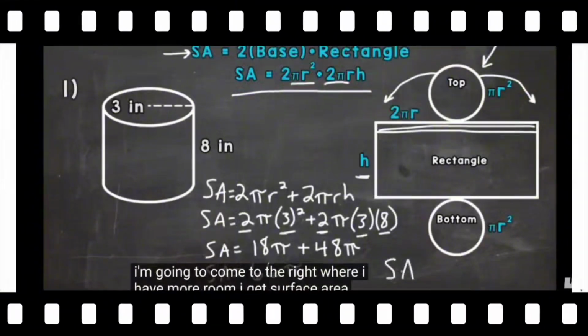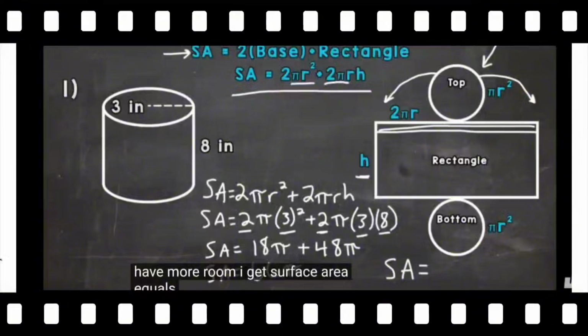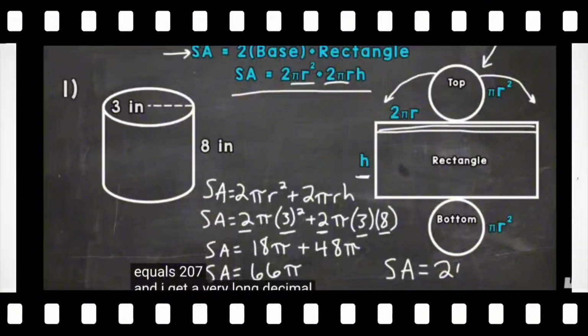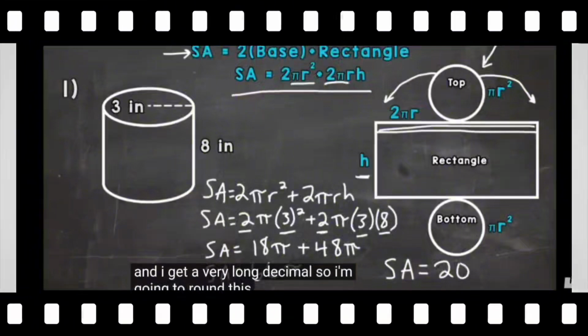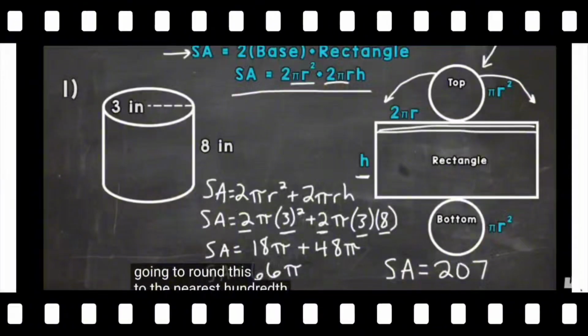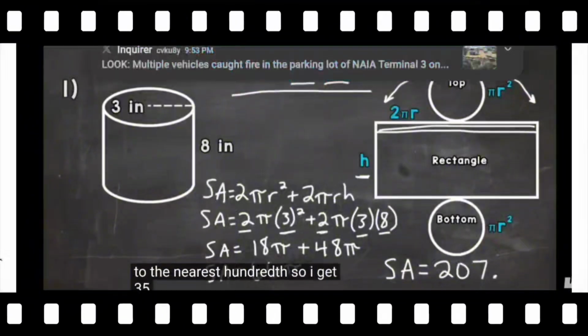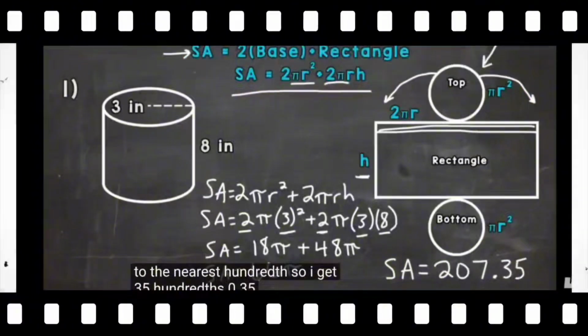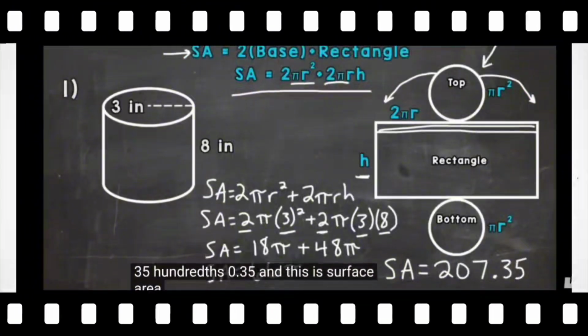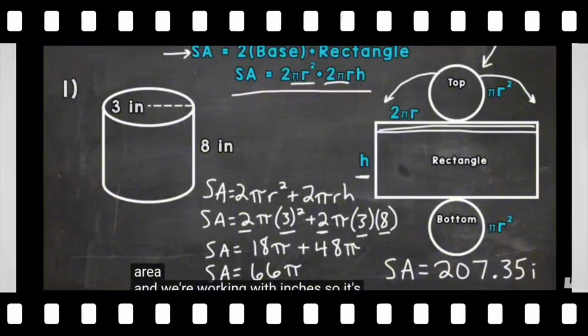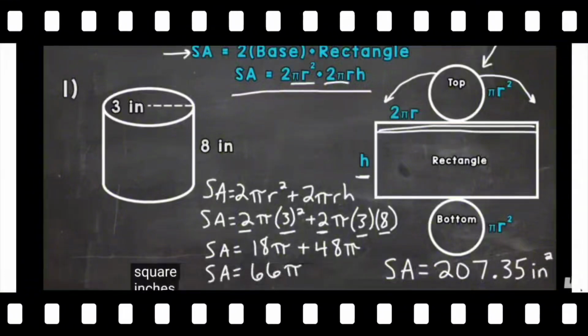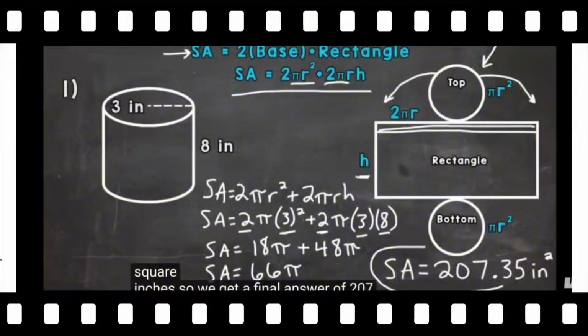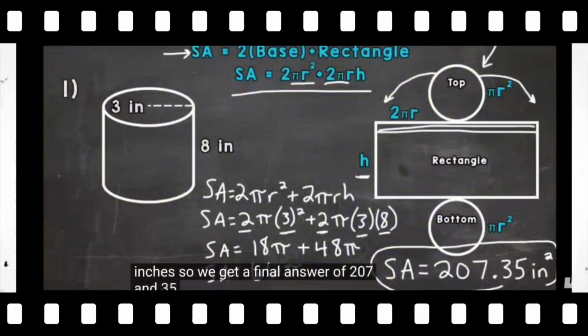I get surface area equals 207, and I get a very long decimal, so I'm going to round this to the nearest hundredth. So I get 35 hundredths, 0.35, and this is surface area, and we're working with inches, so it's square inches. So we get a final answer of 207 and 35 hundredths square inches. So there.